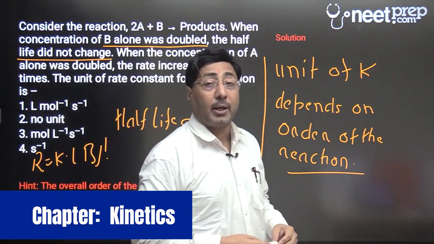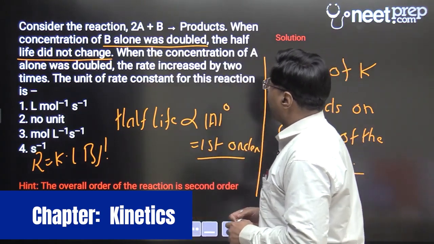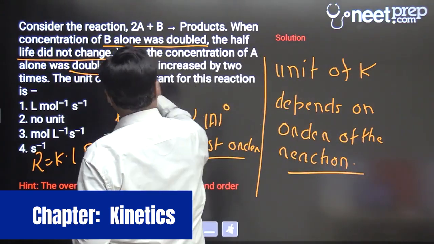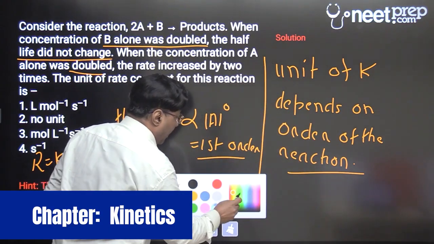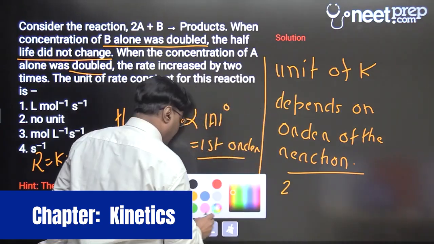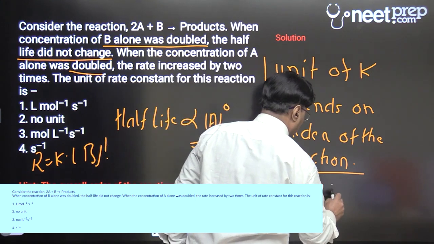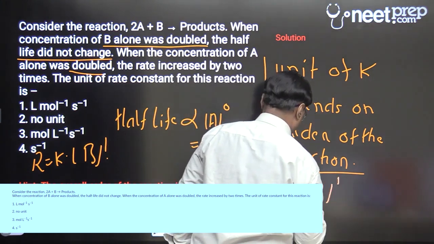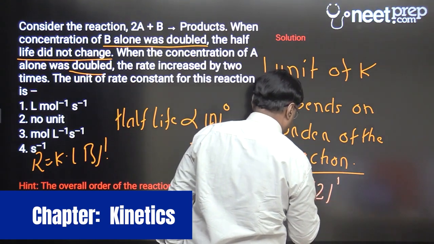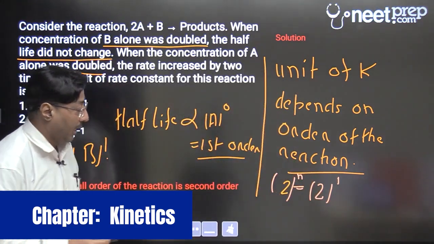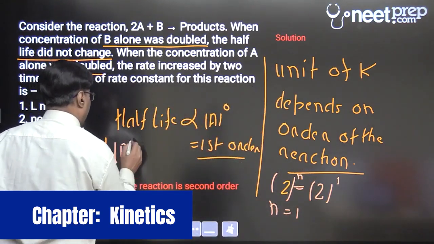Now we need to find the order with respect to A from the given statement. The concentration of A alone was doubled, and the rate increased by 2 units. I told you what the shortcut is. Rate becomes twice when the concentration becomes twice, so n should be equal to 1. It means it's a first order reaction with respect to A.